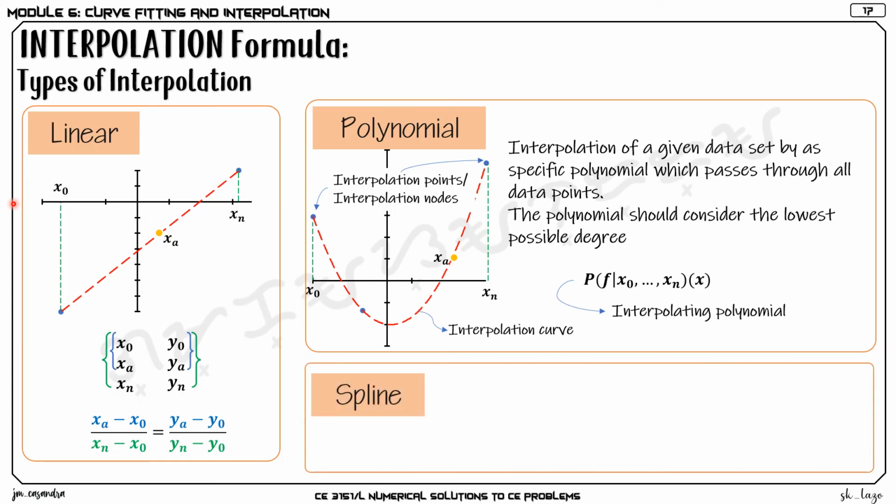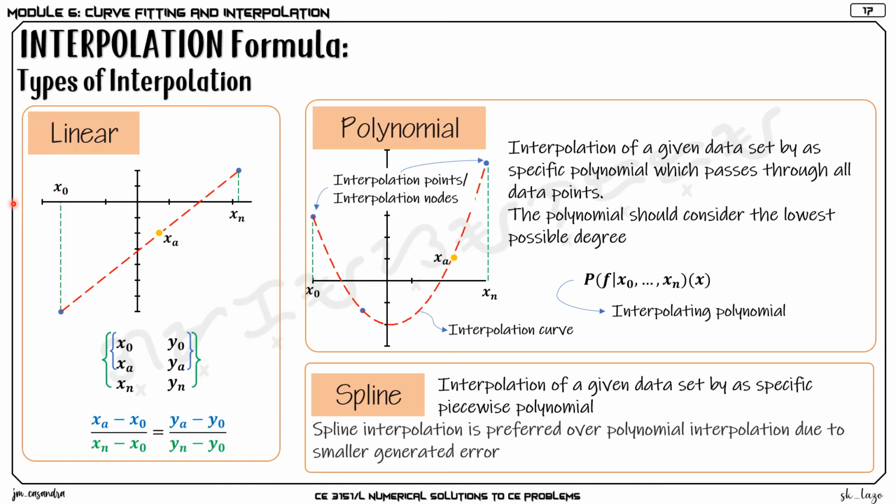The polynomial should consider the lowest possible degree, which is given by the equation, and what we call the interpolating polynomial. Another type, and the last type of interpolation, is spline interpolation, which is somewhat different to polynomial interpolation. This is an interpolation for a given data set, which is defined by a piecewise polynomial. The spline interpolation is preferred over polynomial interpolation due to smaller generated error.